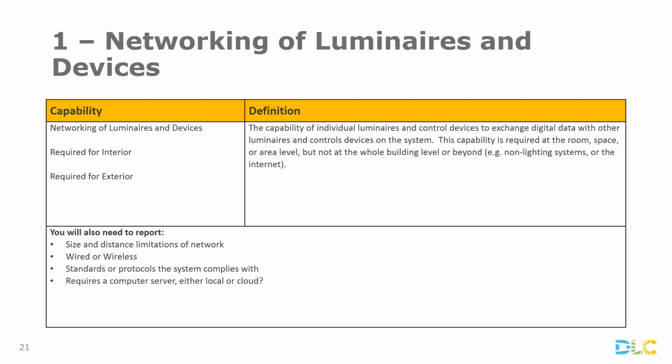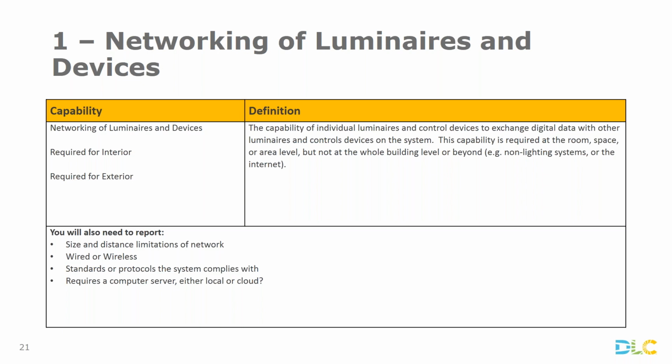So we'd like to walk through each of these capabilities to provide you more information on the definition. This will be fairly high level, and I'd encourage you, if you have a specific question about a particular definition or capability, to please write that into the question pane as we go. So the first one, and we require this both for interior and exterior systems, is this networking of luminaire and devices capability.